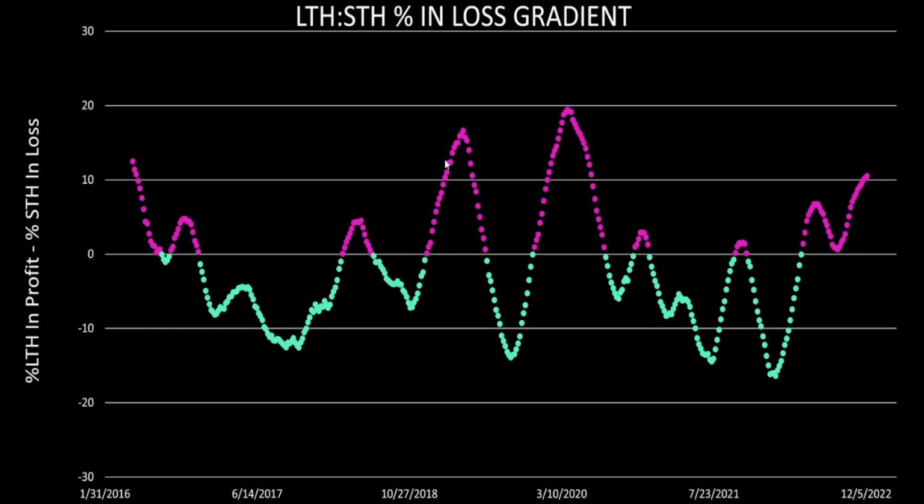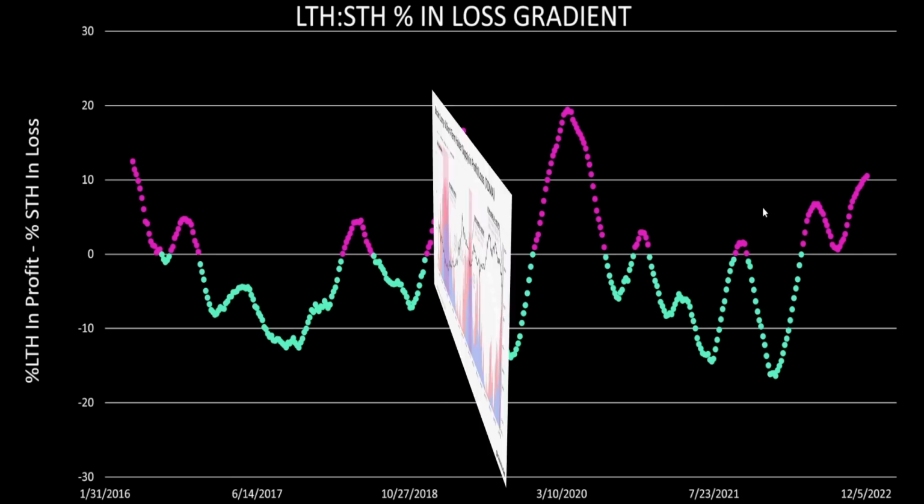The first time we see it is right here in 2016, like we said. We see it again in late 2018 and during the COVID capitulation event. And now yet again, we have come to a place in the cycle where the long-term holders sitting at a loss have actually exceeded the short-term holders at a loss in terms of percentage.